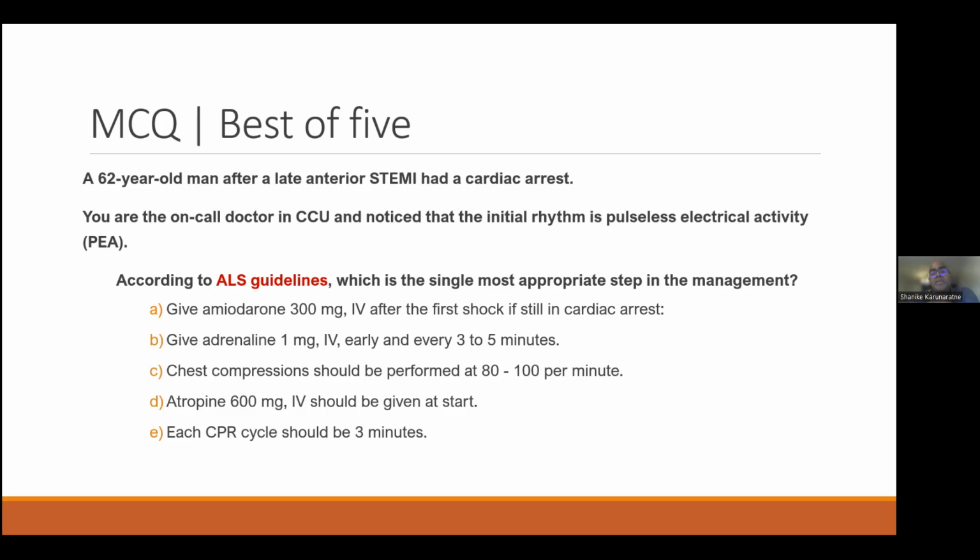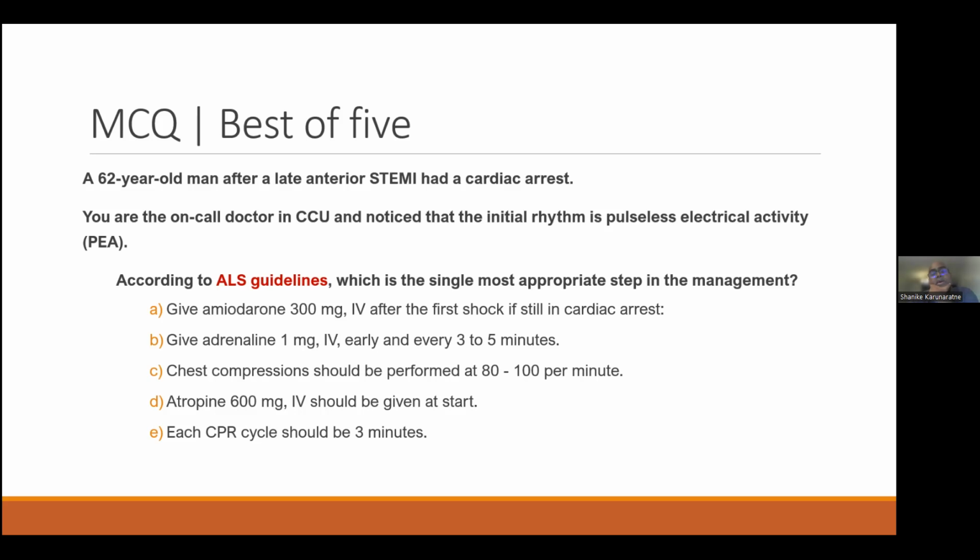What about option C? Chest compression should be performed at 80 to 100 per minute. No. What is the rate? 160? So 100 to 120 would be the rough rate, 5 to 6 centimeters deep, and let the chest recoil back, right?